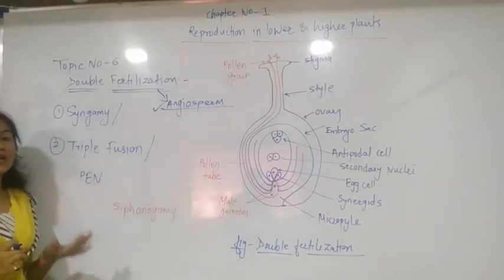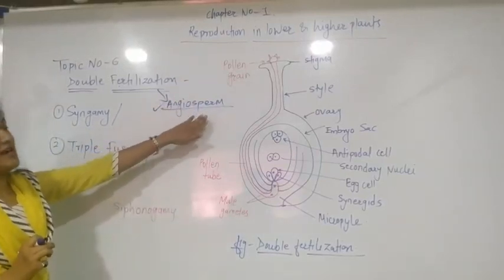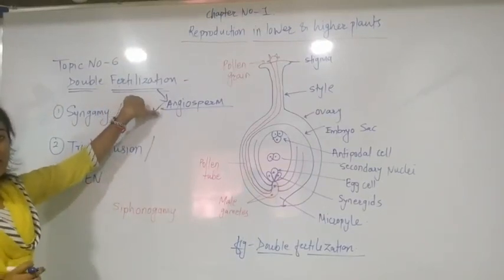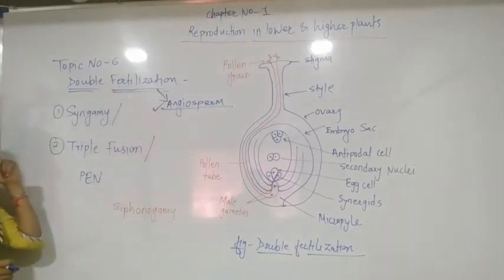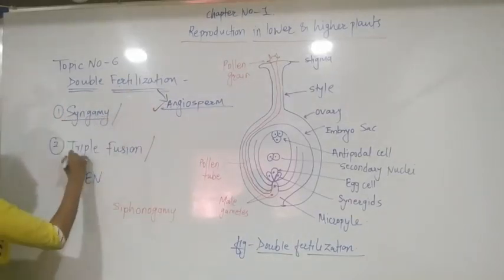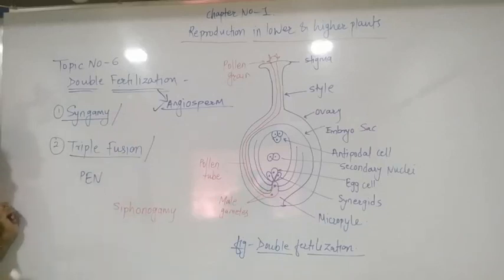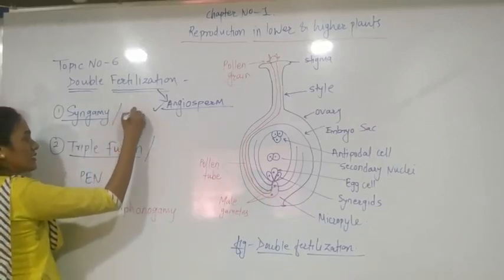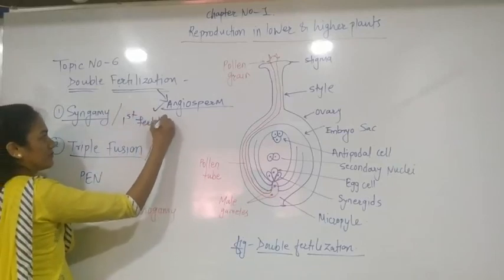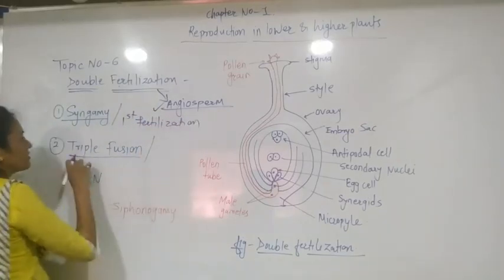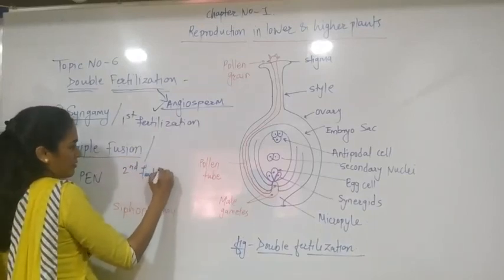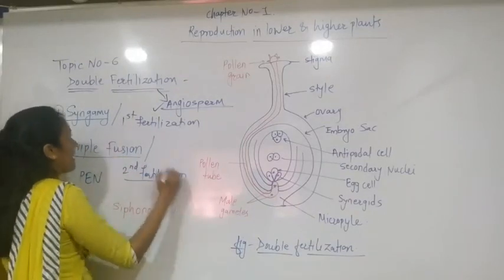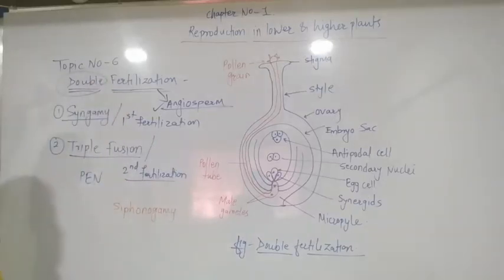The last class from the kingdom Plantae, that is angiosperms, the higher plants, follow this type of fertilization, that is double fertilization. Here double fertilization takes place with the help of two processes, syngamy and triple fusion. In simple language, syngamy is called the first fertilization, and triple fusion is also called the second fertilization. So the name itself suggests the meaning of double fertilization: the fertilization process takes place twice.